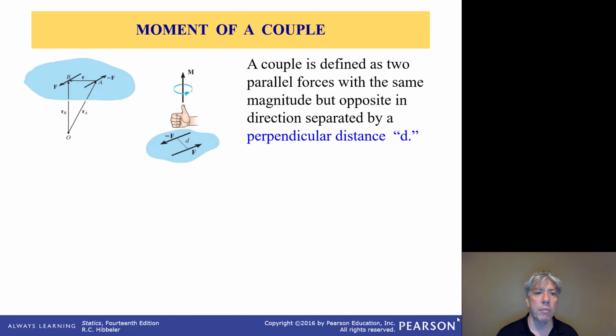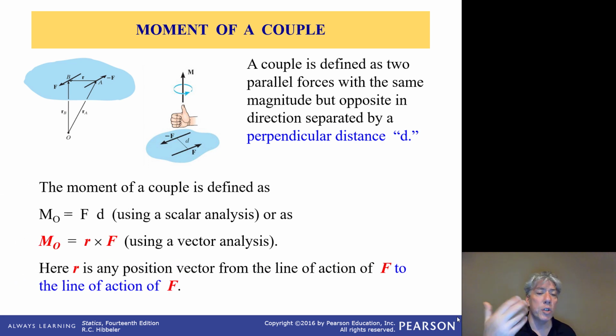So what do we mean by the moment of a couple? Well, it's defined as two parallel forces with the same magnitude but opposite direction that are separated by a perpendicular distance d. That's a mouthful, but you can see from the images what's meant by this. The interesting thing about calculating the magnitude of the moment generated by this force couple is you actually don't need both forces. You just need the magnitude of one and the separation distance d, and then the magnitude of the moment is simply the force times distance.